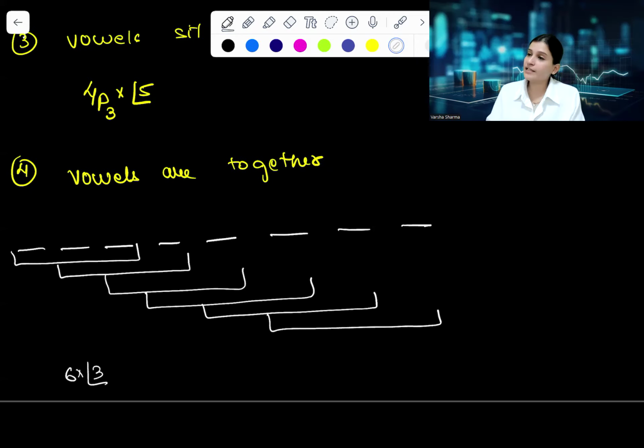So till now, what we have done is only make the 3 vowels sit. There are still 5 consonants left and there will be 5 seats left. So five consonants can be arranged in 5 factorial ways. Yes? Okay.